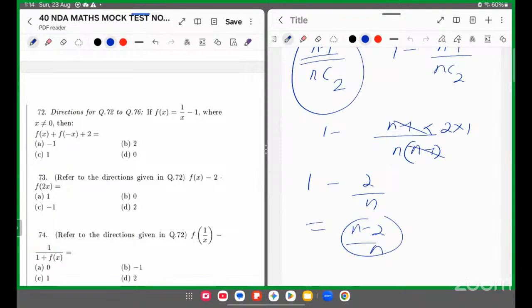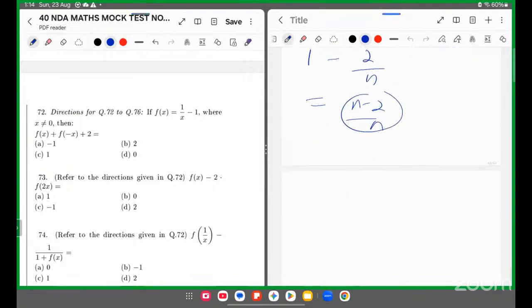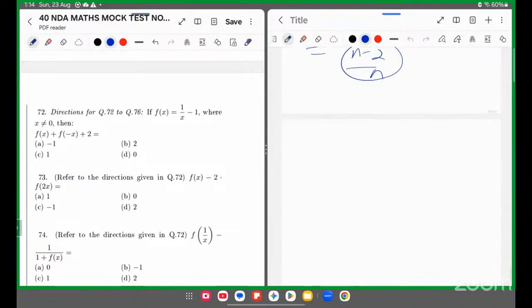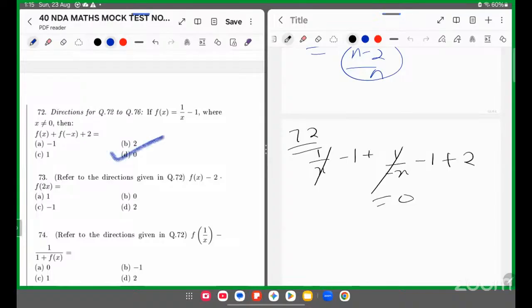Direction for question number 72 to 76. f of x is equal to 1 by x minus 1. So 1 by x minus 1 plus 1 by minus x minus 1 plus 2, cancel, equal to 0. Option D. 72 D.